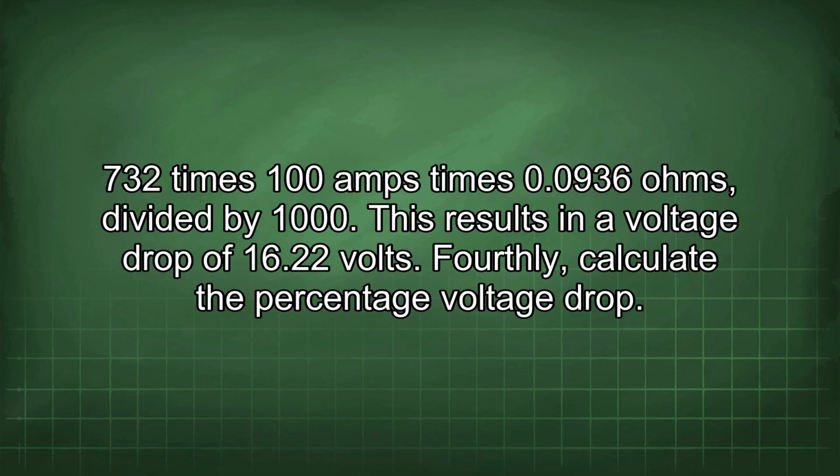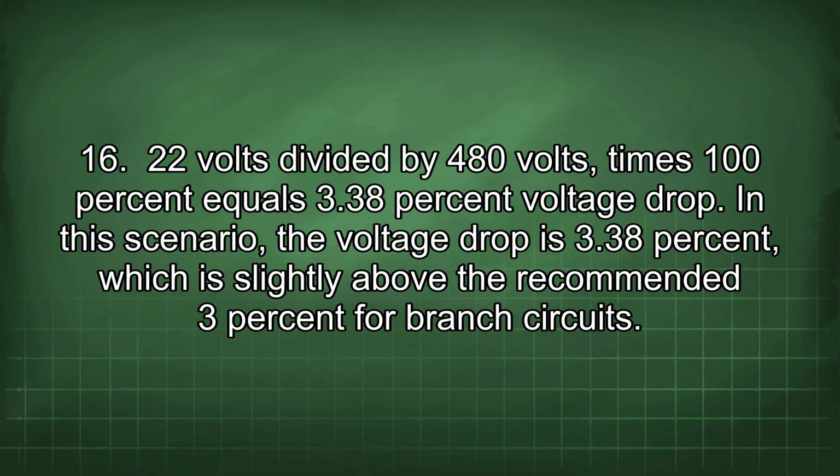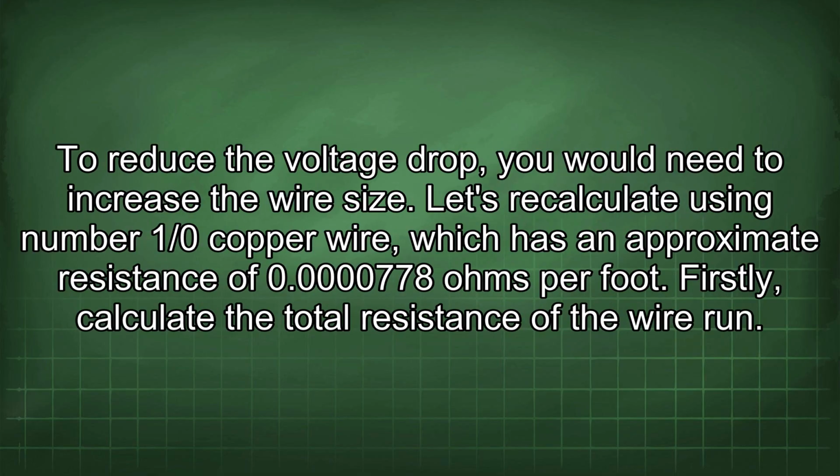Fourthly, calculate the percentage voltage drop. 16.22 volts divided by 480 volts times 100% equals 3.38% voltage drop. In this scenario, the voltage drop is 3.38%, which is slightly above the recommended 3% for branch circuits. To reduce the voltage drop, you would need to increase the wire size.